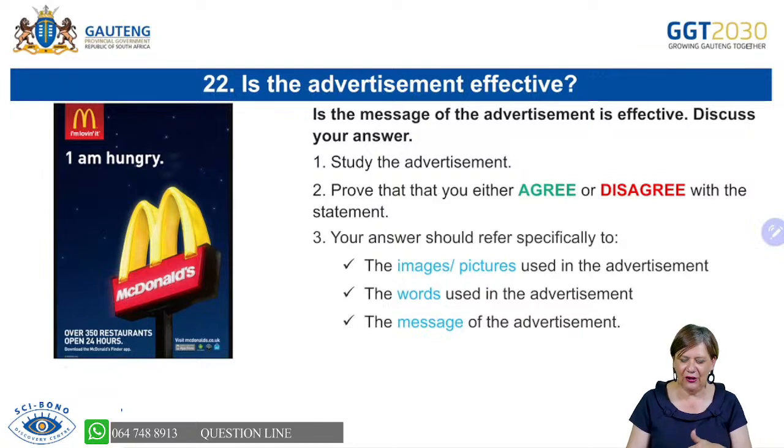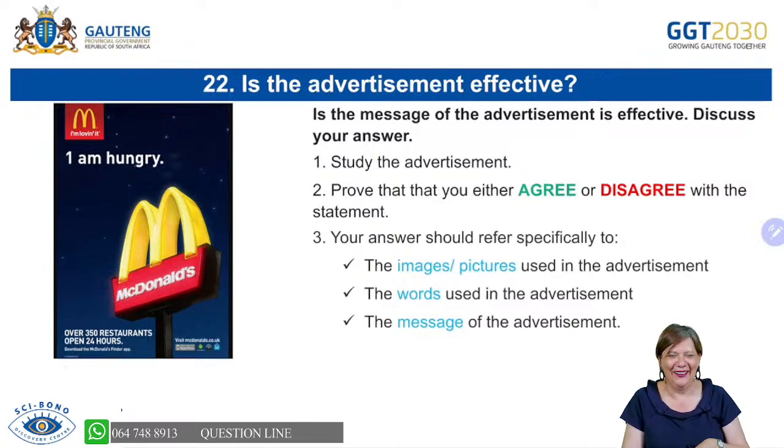The first thing I want you to do is to refer me to the images or the pictures. Now, in this case, we see a McDonald's. You'll see this McDonald's sign, and it's big. It covers the whole advertisement, or most of it. So we've got this big McDonald's sign to emphasize it's McDonald's. And then the words. And now you can explain to me that you read it as either I am hungry or 1 a.m. hungry. So we discuss the words, how clear the use of that is, and why they have used it like that.